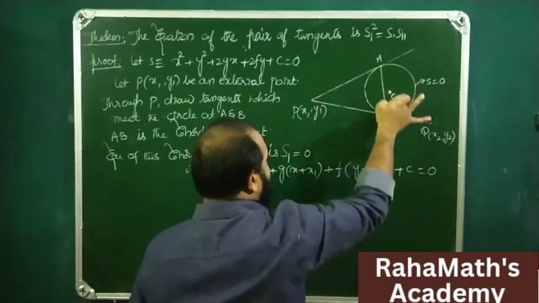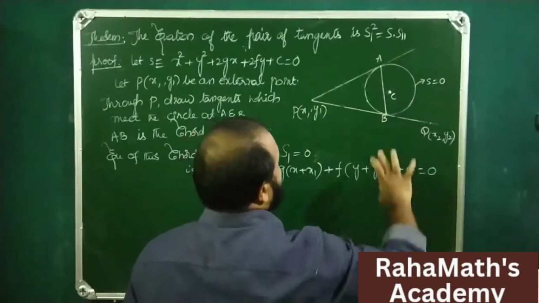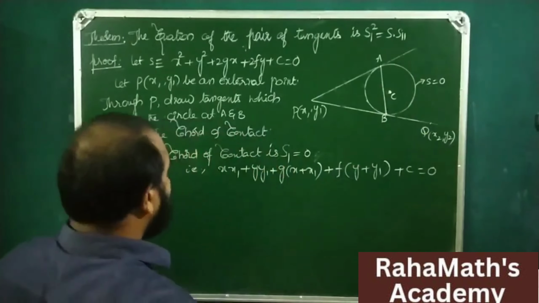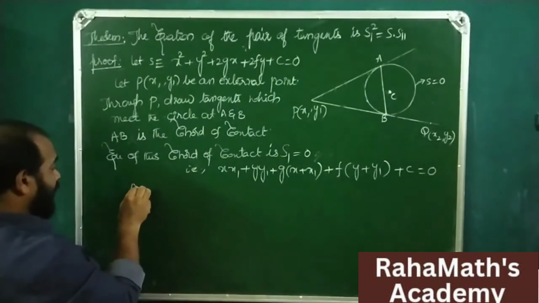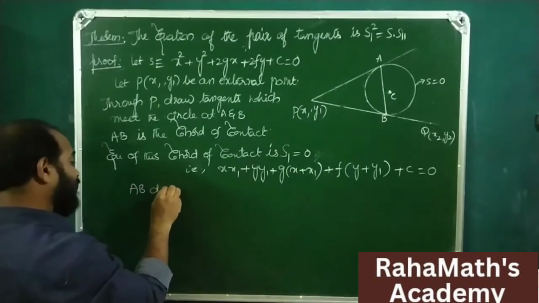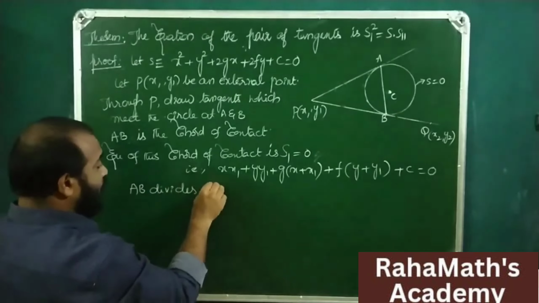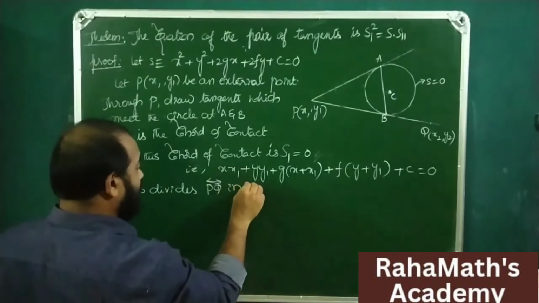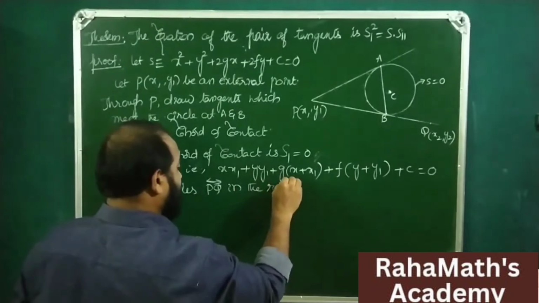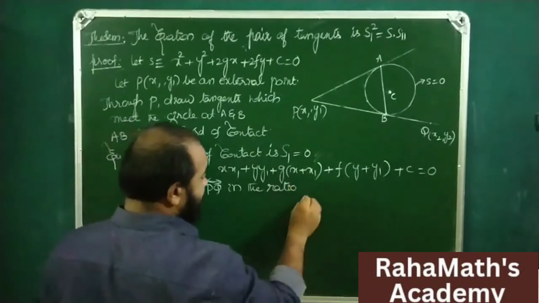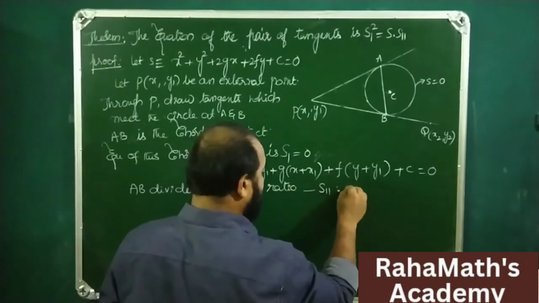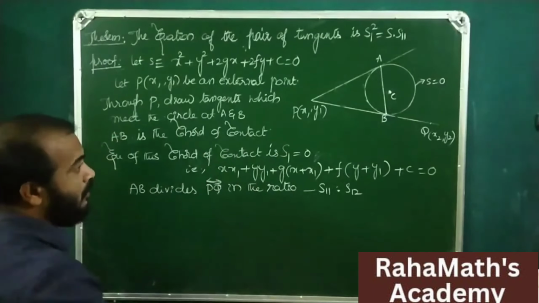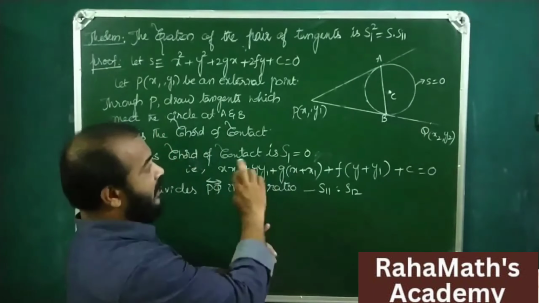Chord of contact is the line itself. So this line AB divides PQ in the ratio minus S11 is to S12. How can we say? Because remember what we have discussed last year.